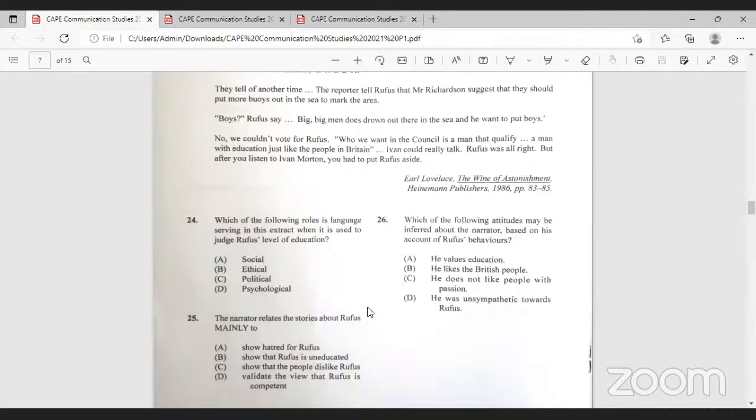25, the narrator relates the stories about Rufus mainly to do what? To show hatred for him, to show that Rufus is uneducated, to show that the people dislike Rufus, or to validate the view that Rufus is competent. Answer is B, show that Rufus is uneducated. 26, which of the following attitudes may be inferred about the narrator based on his account of Rufus's behaviors? He values education, he dislikes British people, does not like people with passion, or unsympathetic towards Rufus. 26, the answer is A, he values education. Okay. So 24 is C, 25 is B, and 26 is A.